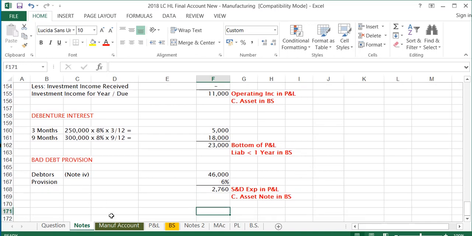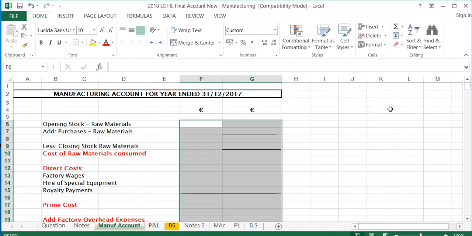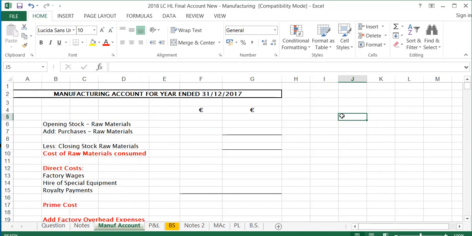Now we have to do the accounts. So to do the accounts, I'm going to start off with the manufacturing account. If there's no changes to figures, they'll come directly from the trial balance. If there is a change, they will come from the notes. So to start off, an opening stock of raw materials will be from the trial balance because that should never change. So that should be 46,500. And that is directly from the trial balance.